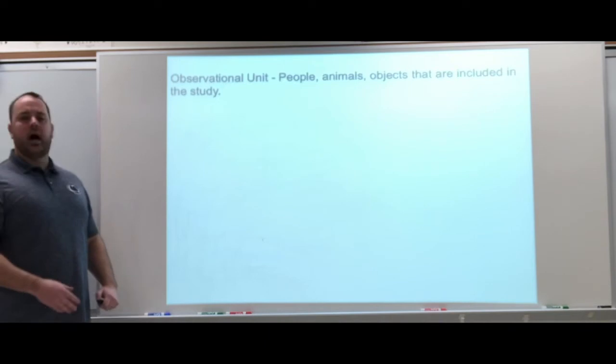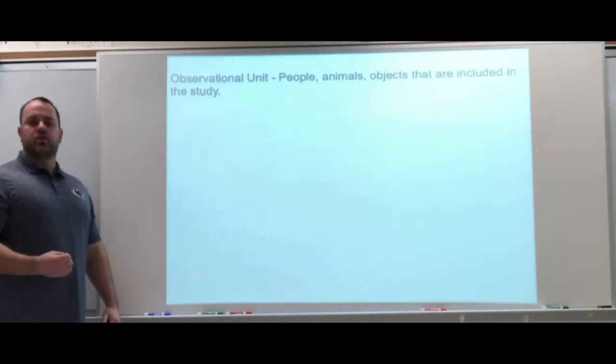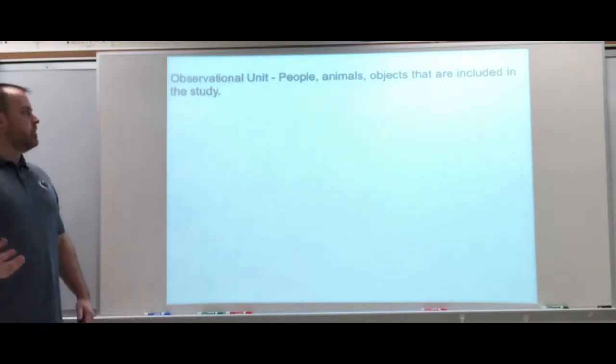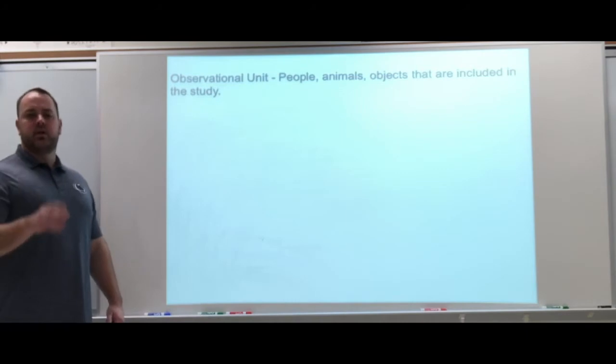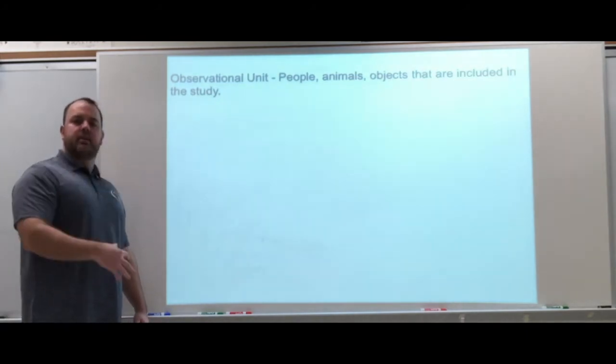Okay? So here we're looking at observational units. After you have your research question, your hypothesis, the next thing is your observational units. These are the objects, the people, the animals, the items that you're going to be looking at to collect data. Okay? So people, animals, objects that are included in the study. This is the object that you're going to be looking at and collecting information about.